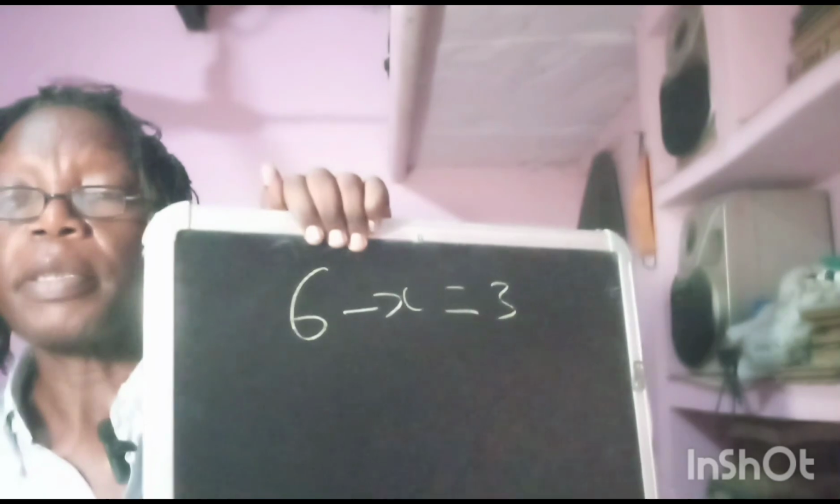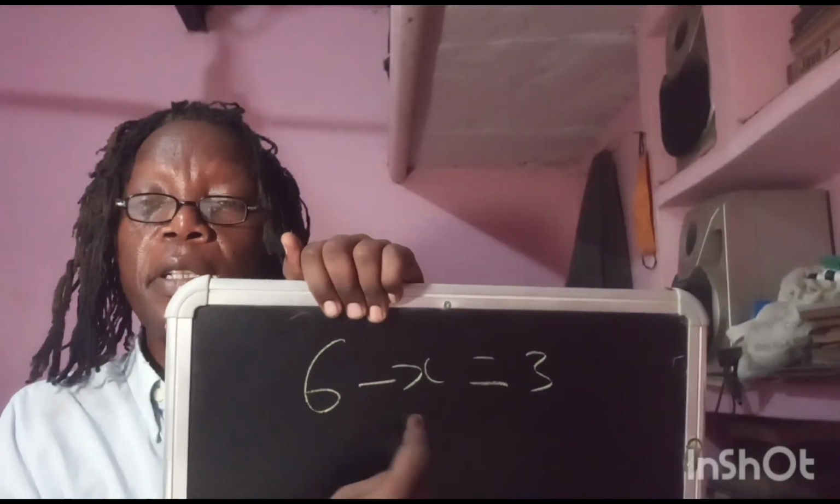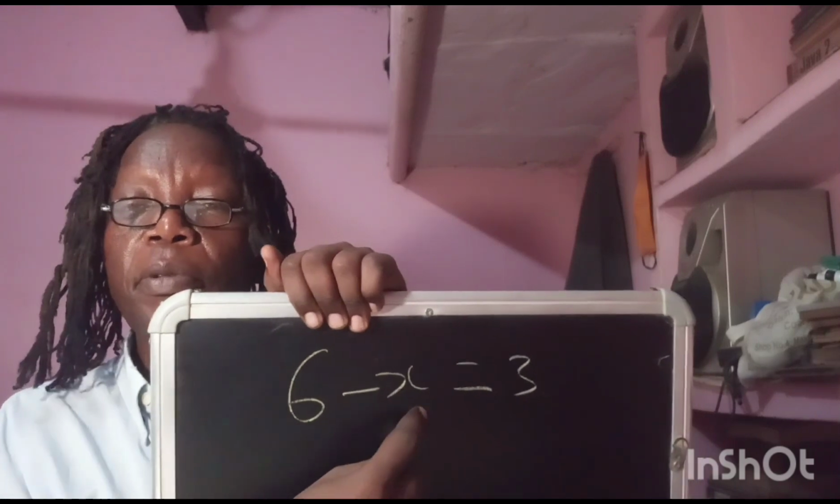So we're going to do basic algebra, and let's start with, for example, 6 minus x equals 3. That's algebra. We are trying to find the unknown. This is what algebra is. Also, what's the value of x?